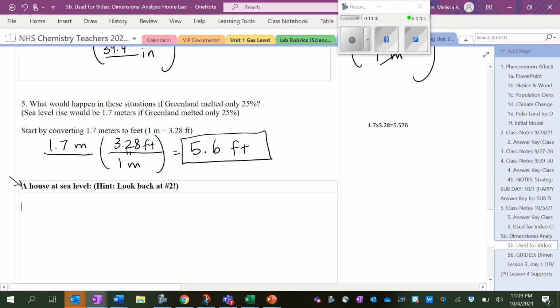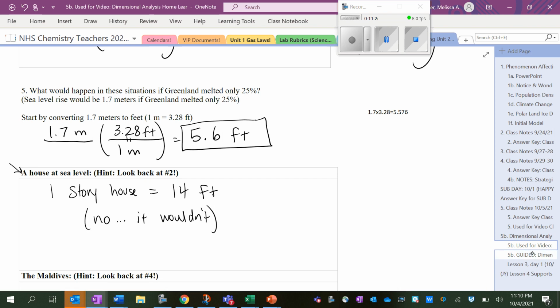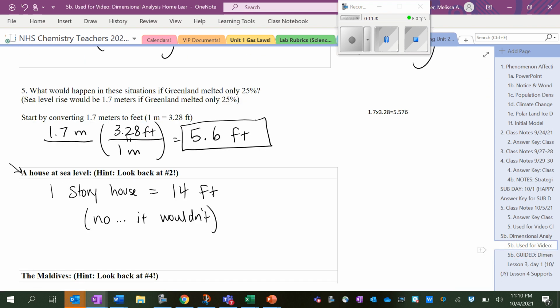Okay. Would that cover a house at sea level? Well, a one-story house is equal to 14 feet. So no, it wouldn't. I'm just going to check one thing really quick. Okay, yeah. Let's make sure I did something right on something else.